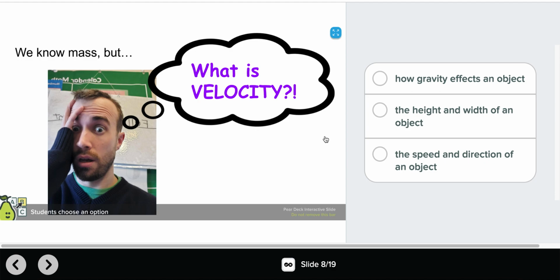But we have no idea what velocity is, do we? No, we have no idea, and that's okay. We haven't learned it yet. So let's take a second and think to ourselves, which one of these do we think fits the best?